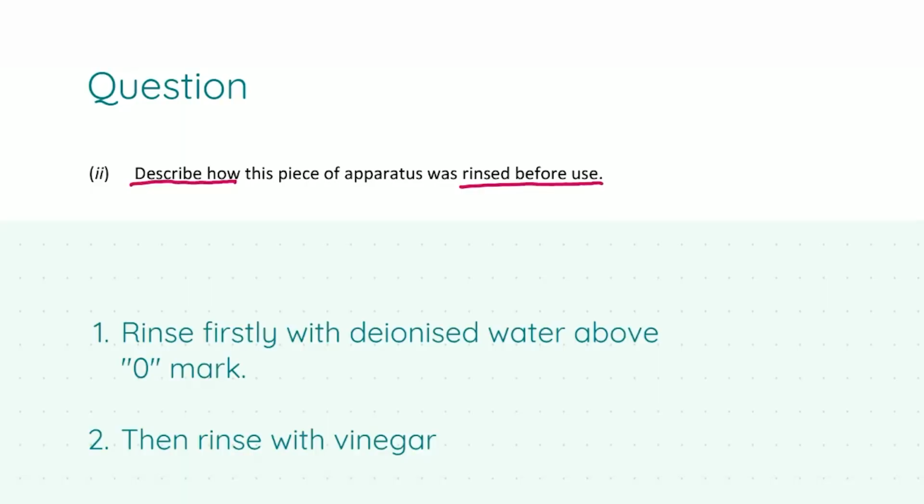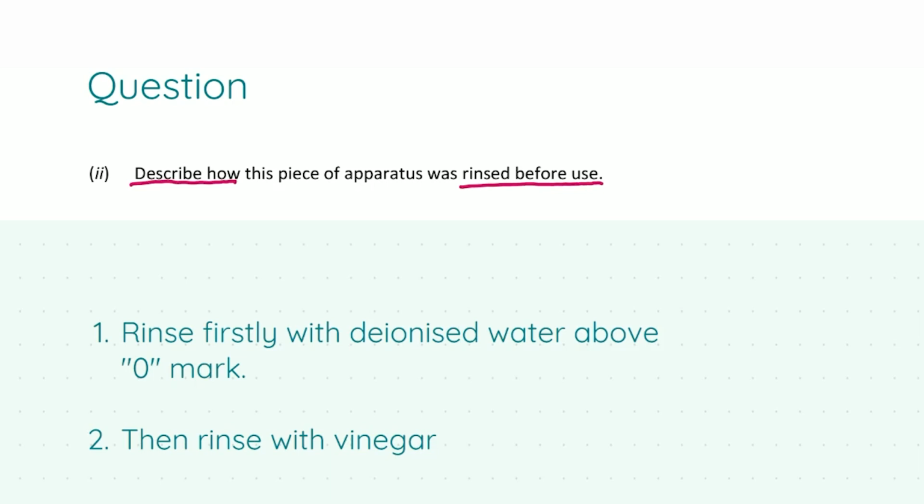And now for part II of this question, it's asking you to describe how this piece of apparatus was rinsed before use. So this is similar for all pieces of apparatus used for the titration questions. You always wash with deionized water first, and then the solution that will be going into the piece of equipment. So as I've said here, you rinse firstly with deionized water.